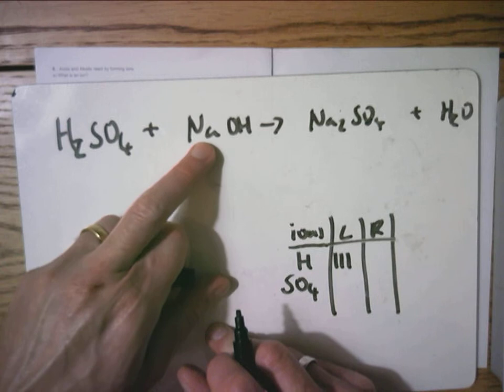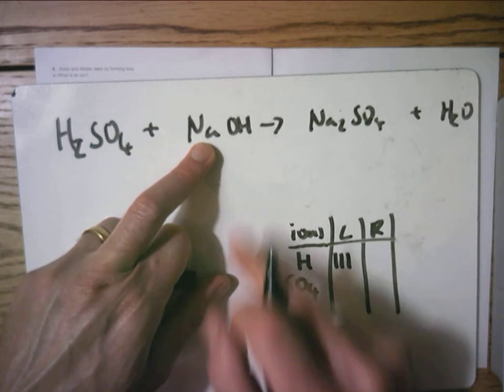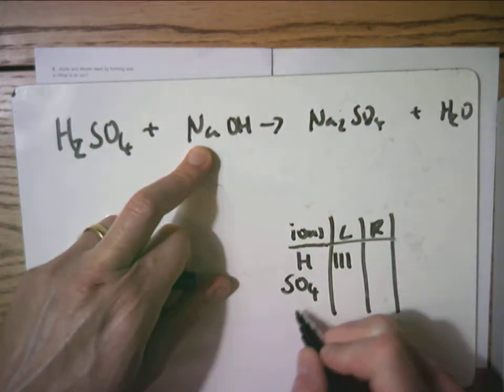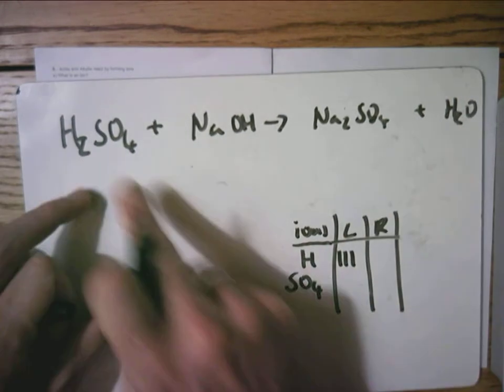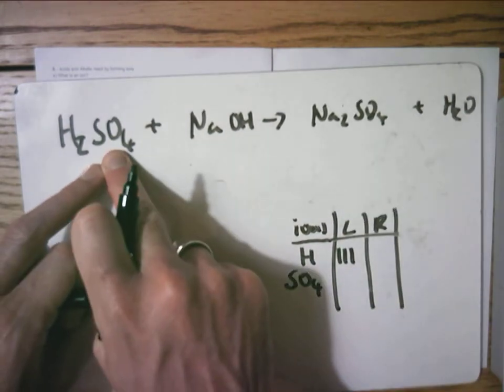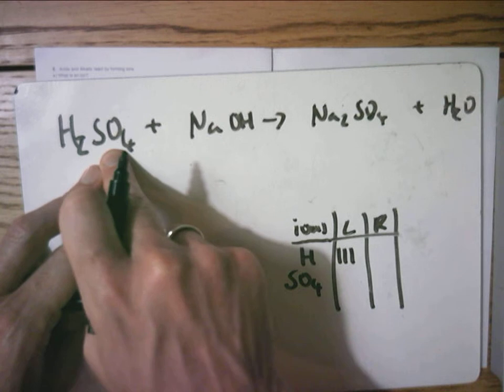Next one along, sodium, Na. Well, it's there and it's also over there. So, oh, didn't do the counting, did I? Idiot. SO4, how many SO4s have I got over here? Well, I've just got 1 SO4.